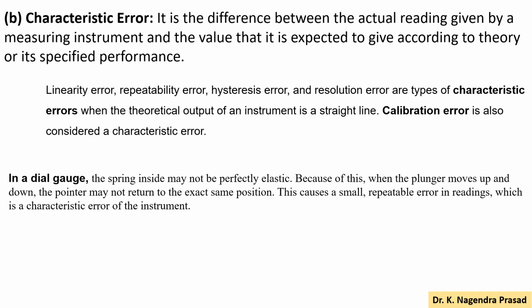Let's see an example of this characteristic error. In a dial gauge, the spring inside may not be perfectly elastic. Because of this, when the plunger moves up and down, the pointer may not return to its exact same position. This causes a small, repeatable error in the readings, which is the characteristic error of the instrument.